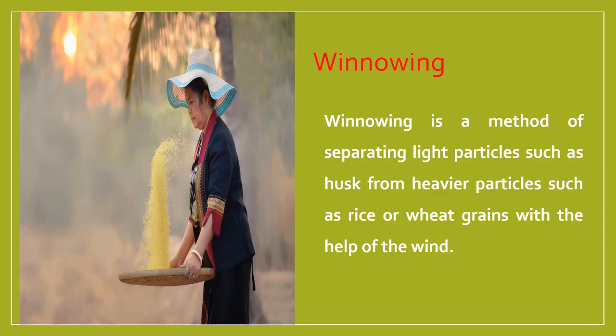Winnowing is a method of separating light particles such as husk from heavier particles such as rice or wheat grains with the help of the wind. Winnowing is used when one component is lighter than the other. The wind blows away the chaff which is lighter, while the grain which is heavier forms a separate pile.